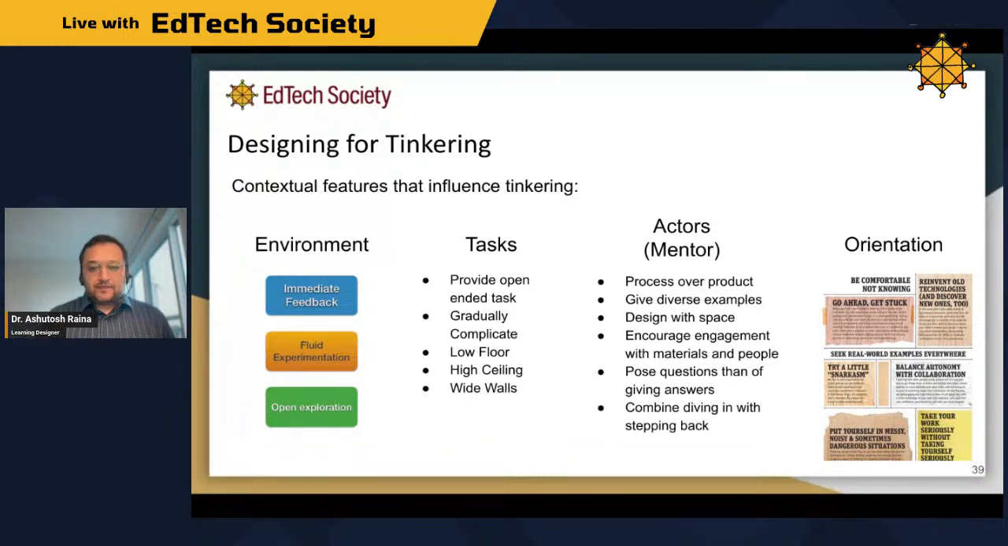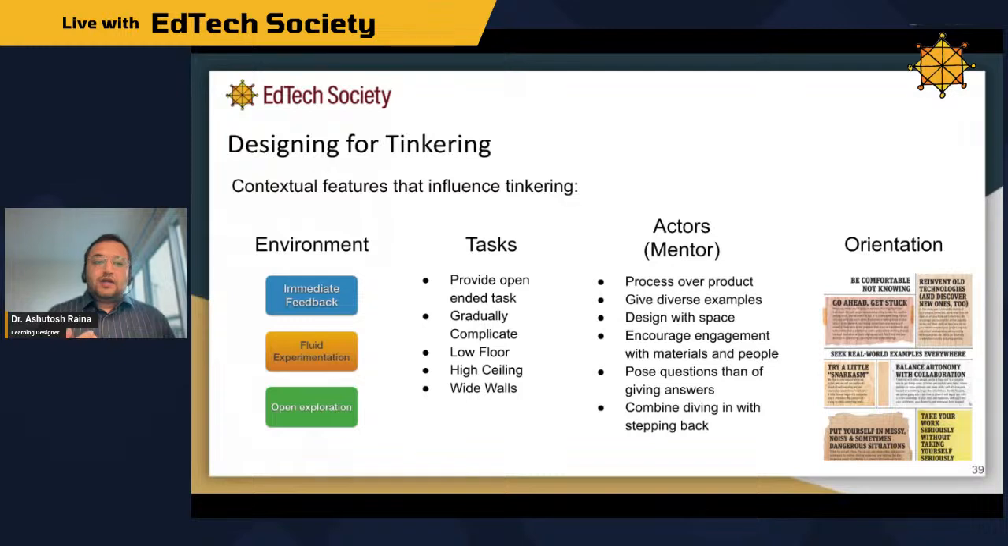Let's say mentors. The mentors need to focus on processes rather than the end product. You should always give a lot of examples, a diversity of examples. You have to really design the space to complement whatever actions you expect to be performed in the space. You need to encourage engagement with the material. You need to probably design prompts, design certain actions in the space so that learners interact with the material a lot.